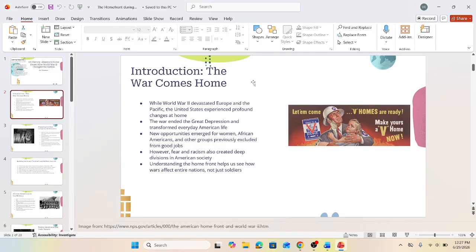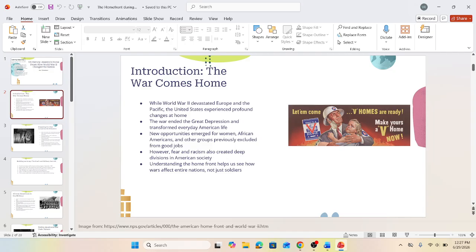Okay, so while World War II devastated Europe and the Pacific, the United States experienced massive changes at home. The war ended the Great Depression. Many historians agree that that's what officially ended the Great Depression. We don't know what would have happened with the Great Depression if there wasn't a world war. But it solidly ended the Great Depression. And by the time we get to the end of World War II, America's economy is actually booming.